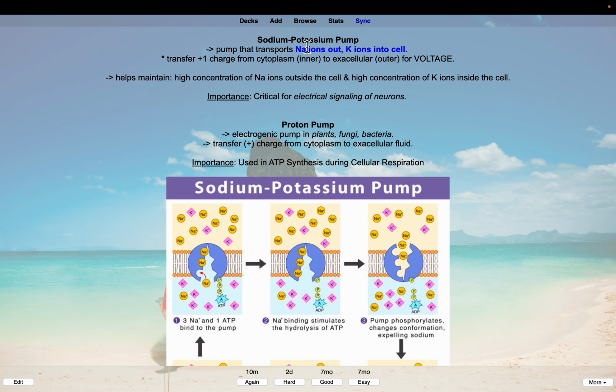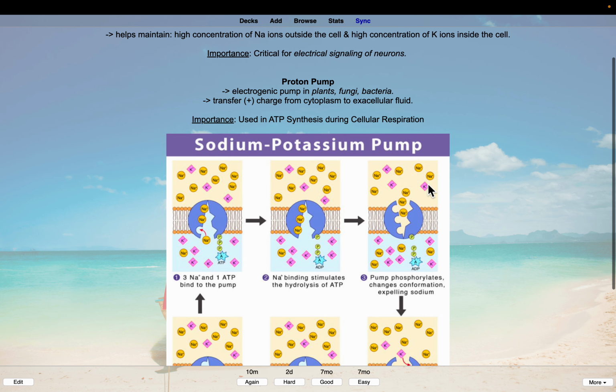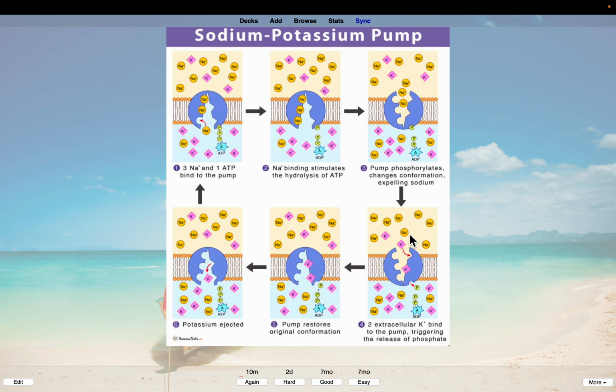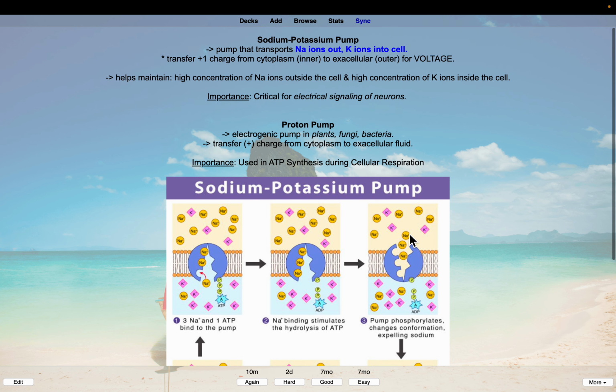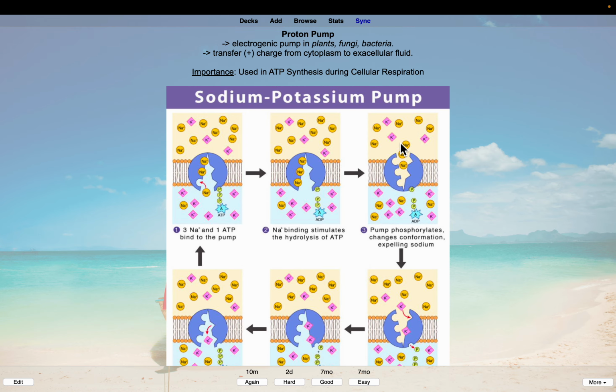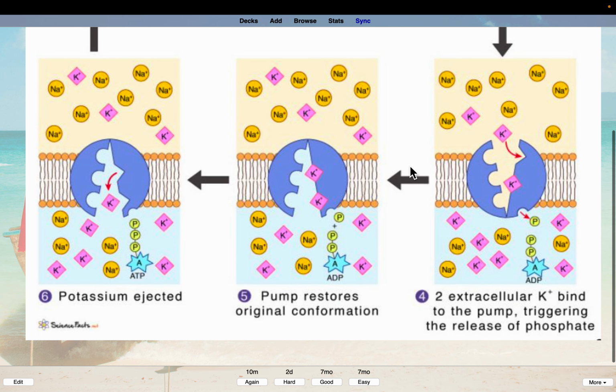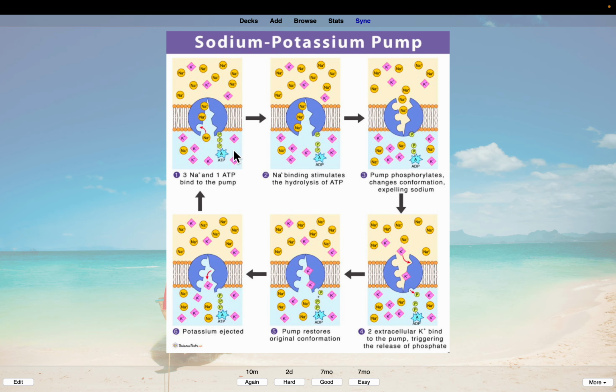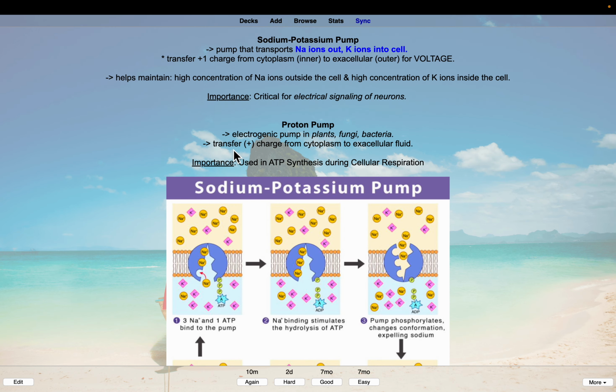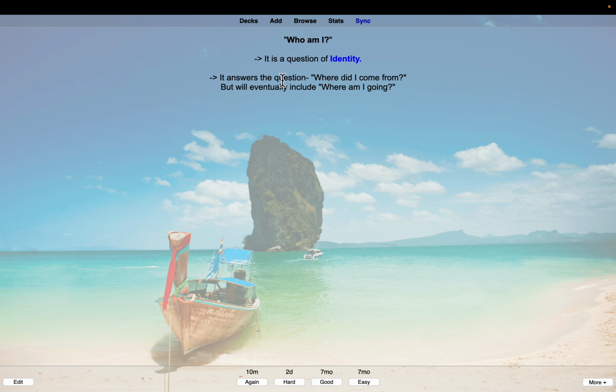So for the sodium potassium pump, transfer of one charge from inside all the way to the outside. So sodium ions are delivered out, as you can see here, and potassium ions are brought in. There, so more potassium ions. So basically, it's just to maintain a balance of sodium and potassium ions. Okay.